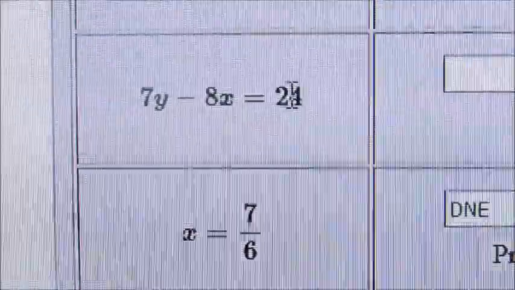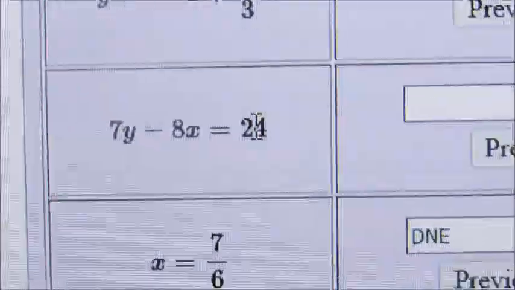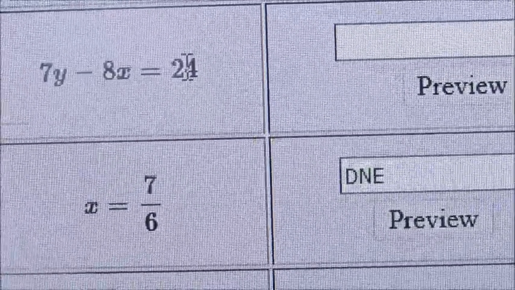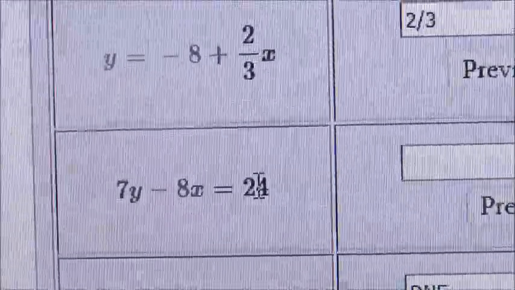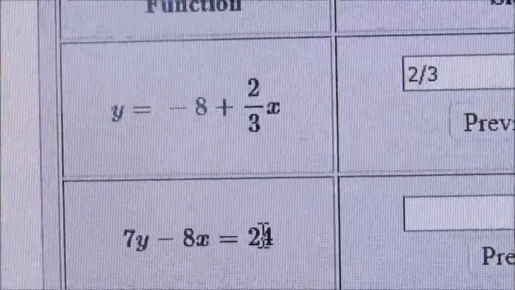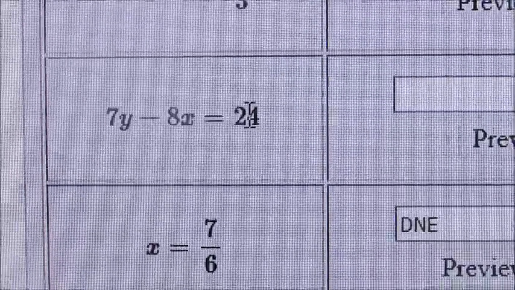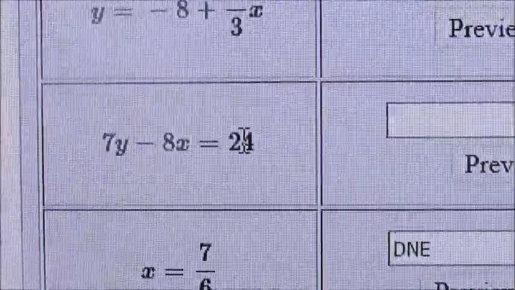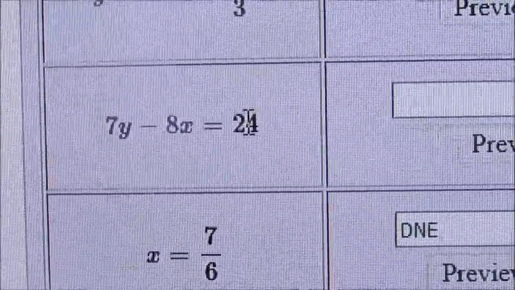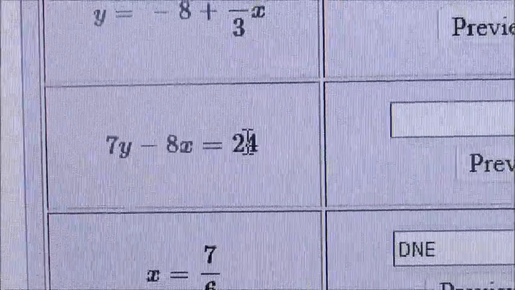So now we have this one. 7y minus 8x equals 24. What we have to do is solve for y. The first thing I'm going to do is add the 8x to both sides. When I do that, I'm going to have 7y equals 8x plus 24. Now I have to divide both sides by 7. When I do that, I'll have y all by itself. That's what you need when you're wanting to find the slope-intercept form.